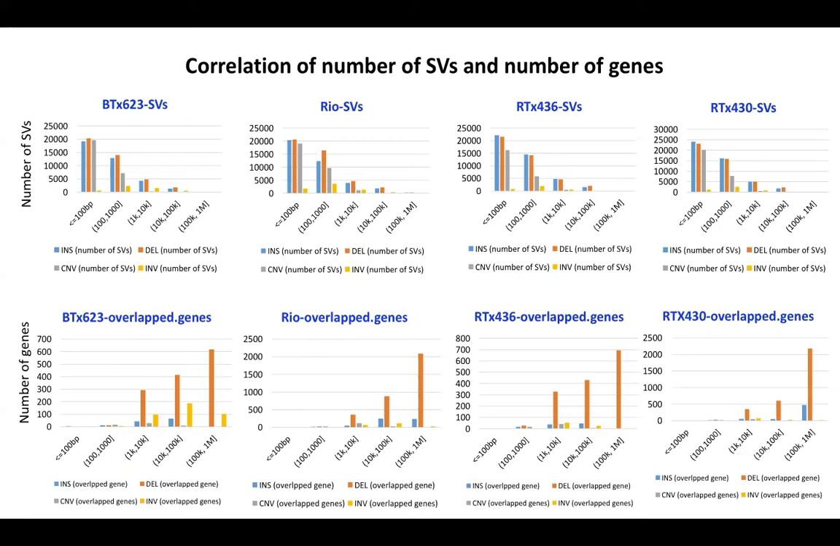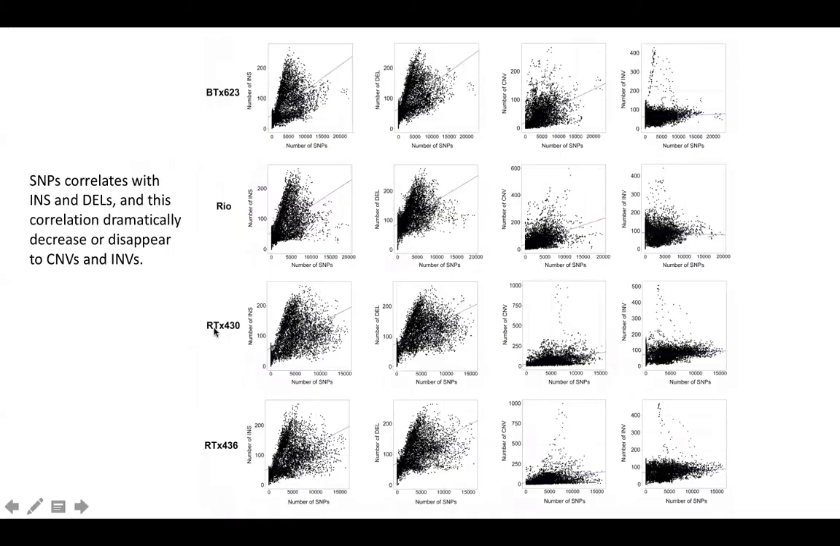We also see a very good correlation between the number of overlapping genes and the size of SVs. The larger SVs usually have more overlapping genes in that region. Combining SNPs and SVs, we see a good correlation between SNPs and insertions and deletions. But this correlation becomes lower between SNPs and copy number variations and inversions.